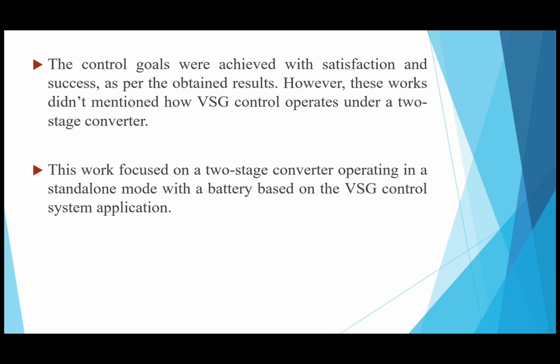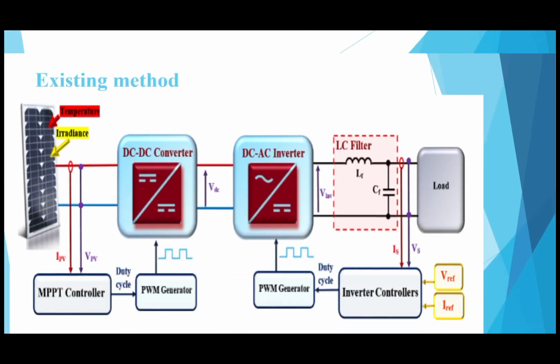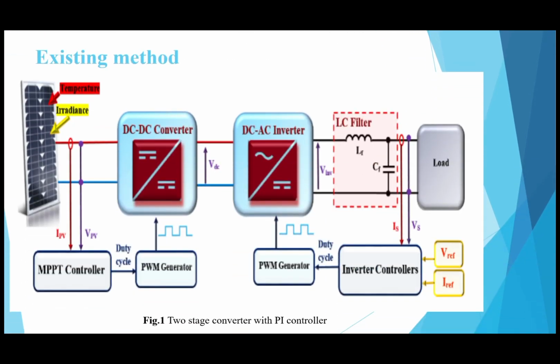However, these works didn't mention how VSG control operates under a two-stage converter. These were focused on a two-stage converter operating in a standalone mode with a battery based on the VSG control system application. This is the block diagram of existing method.